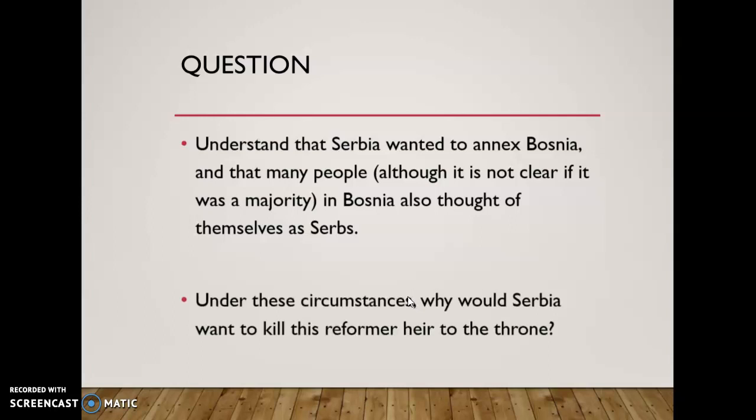So, why would Serbia want to kill this heir to the throne? Because he was going to make Bosnia happy, then Bosnia would not rebel, and if Bosnia was not going to rebel, Serbia could not then take Bosnia over. So it's all very self-serving.